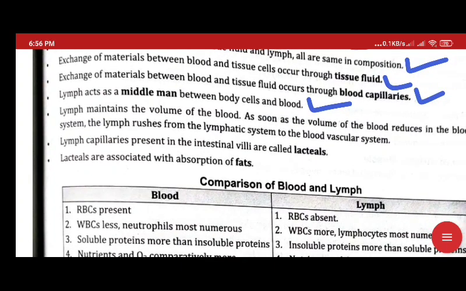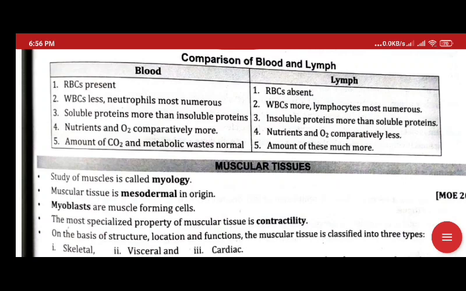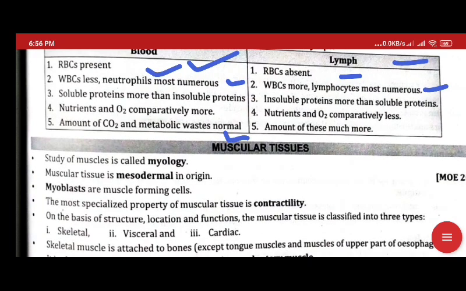Now lymph also maintains blood volume and osmotic balance. It is lacteal because of the intestinal villi, due to absorption of fat. This is the main point. Now here is the difference between blood and lymph. Blood has RBC and lymph lacks RBC. Blood has less WBC, lymph has more WBC. CO2 is less in one and more in the other.